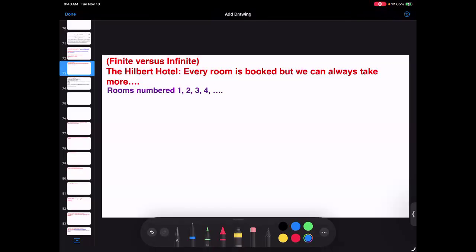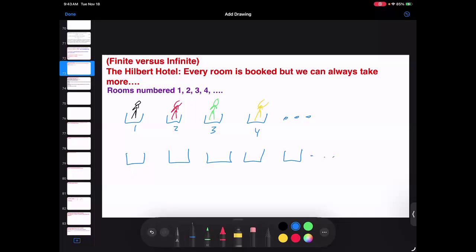So every room is filled and we want to get another person in. Any thoughts on what we can do? So we have infinitely many rooms. If we had only finitely many rooms and somebody else comes in, is there anything we can do? No, we're stuck. But with an infinite amount of rooms, there's actually some possibilities.